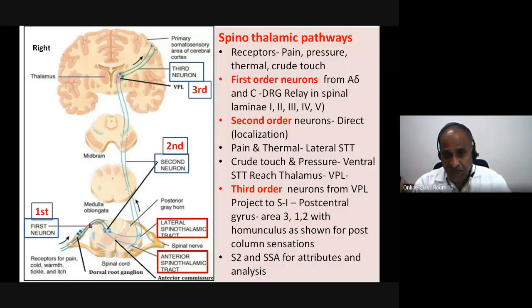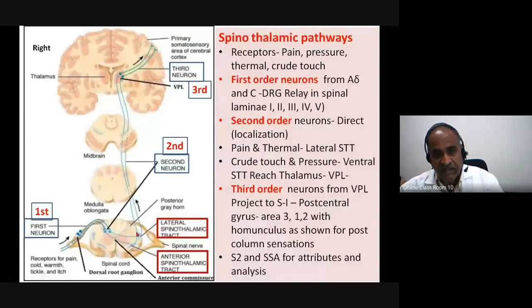been originated. One important point here: this is carried by receptors, and these are slow conducting fibers, and they are relayed here. Depending upon the sensation, whether it is going in the lateral column or in the ventral column, they reach the thalamus and then relay here. Let me read this for you. Receptors for pain, pressure, thermal, and crude touch. The first order neuron is from A delta and C fibers. Usually these fibers are A delta and C.